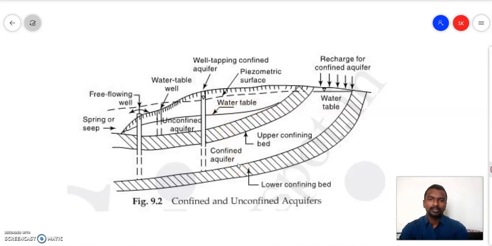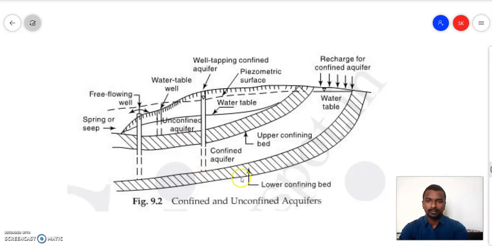As I told you, there is a connection of the confined aquifer and unconfined aquifer to this saturated zone, because as you can observe here, there are different wells: first, second, and this third one. These are the different wells which are driven into the ground, and this is the ground surface. Now we will discuss each terminology.